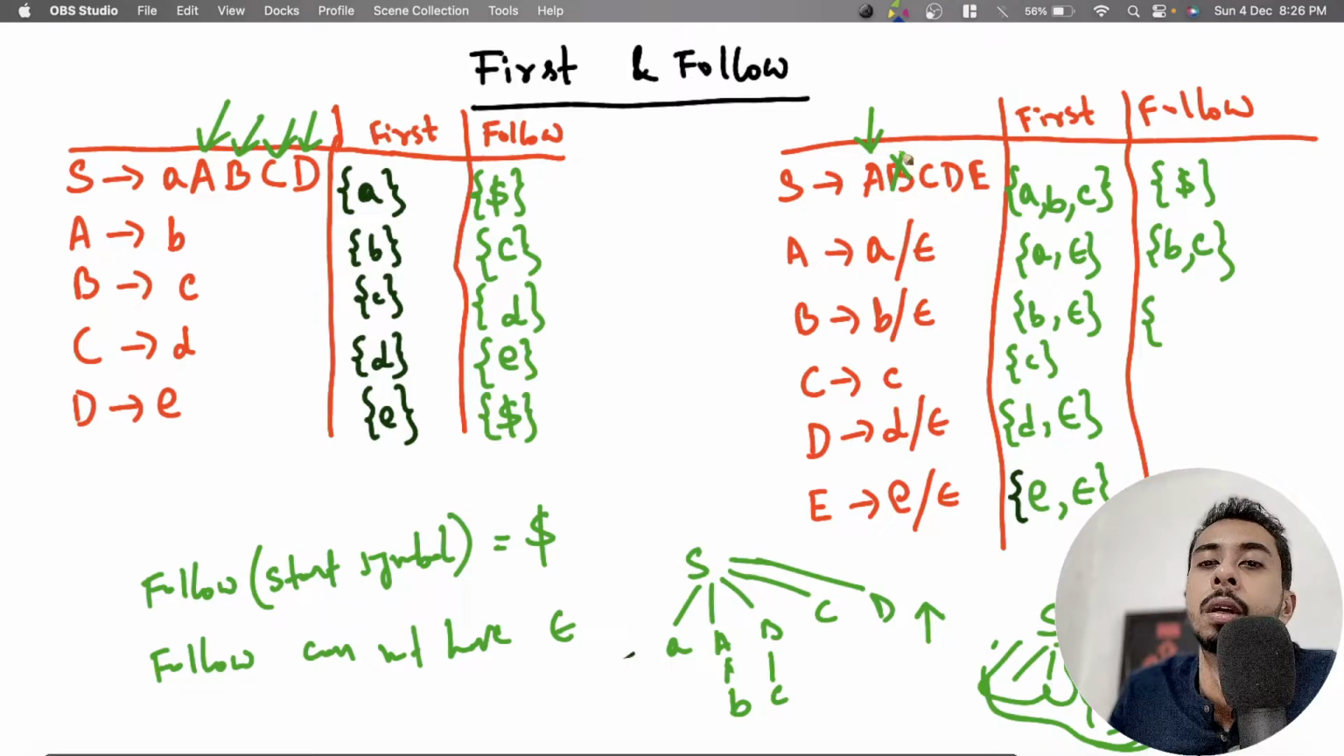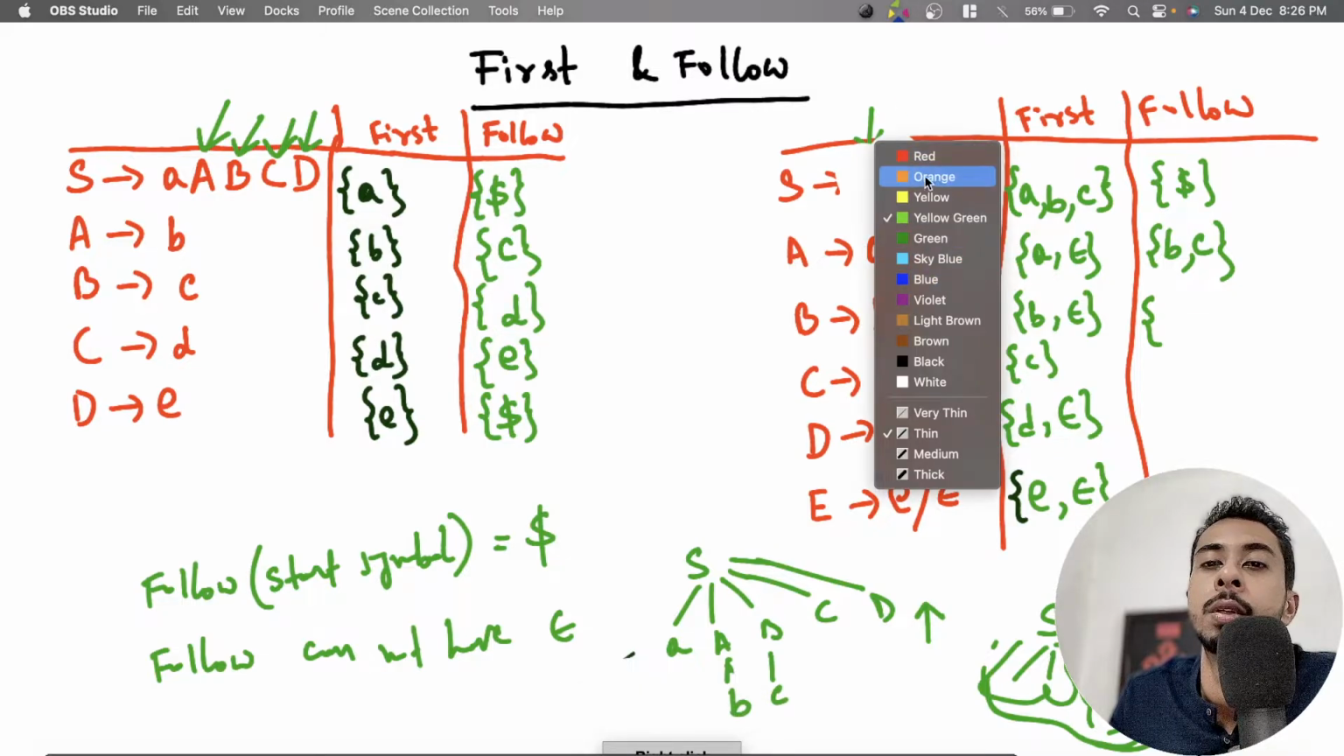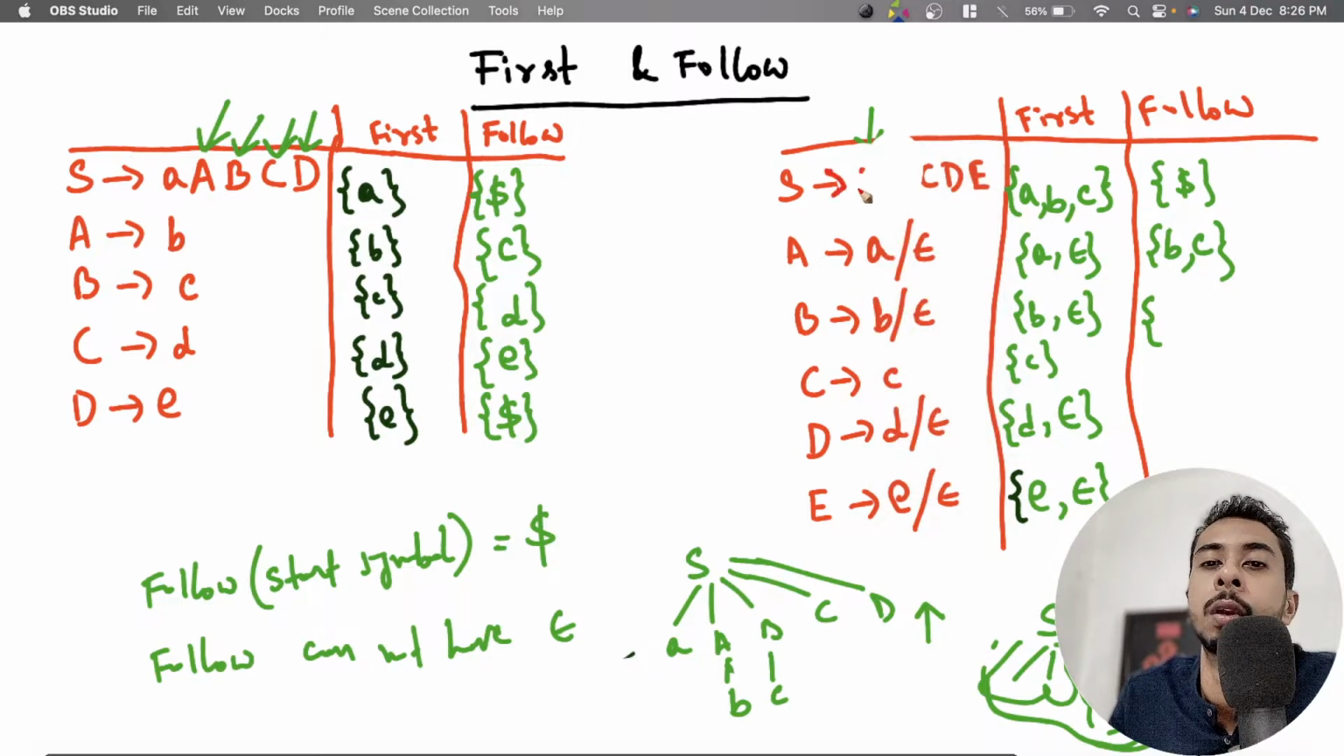What is follow of B? Check this out. Now see, what is the follow of B? So follow of B is nothing but first of C. What is first of C? First of C is small c. I'll simply write it as c.